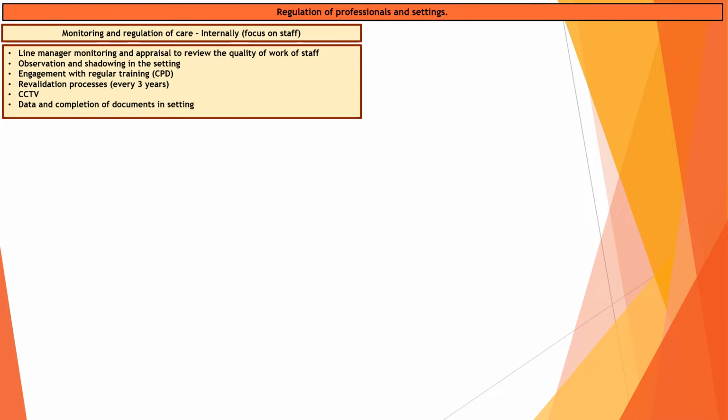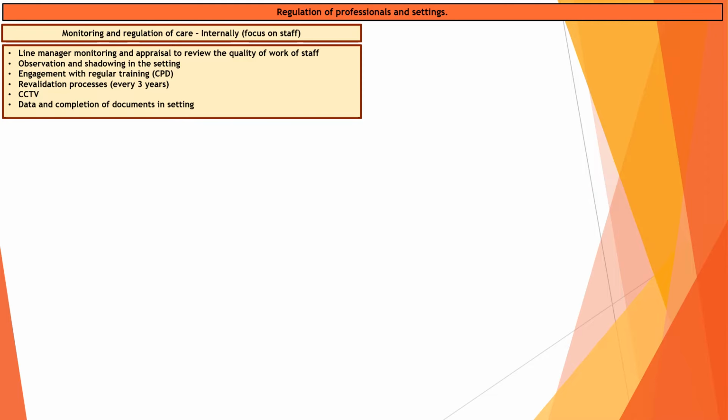You can have observations and shadowing taking place in the setting. Again, that's monitoring your progress, your work, your skills by someone coming in to watch you. There will be reviews on whether you have been engaging with regular training, so that's continuing professional development, CPD. Have you been doing that regularly? That also ties in with revalidation processes, which take place regularly. Again, you'll be expected to complete certain numbers of hours of training to show that you are up to date with the most recent medical knowledge.